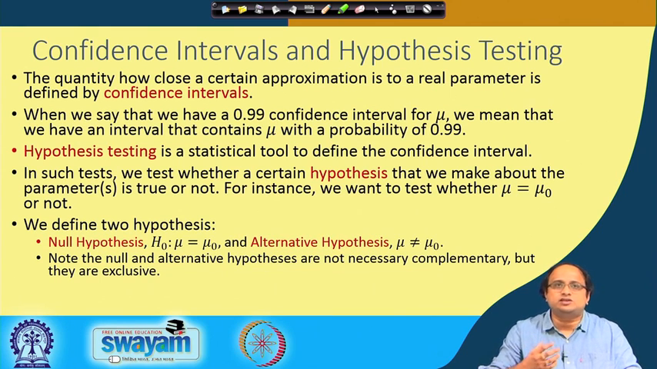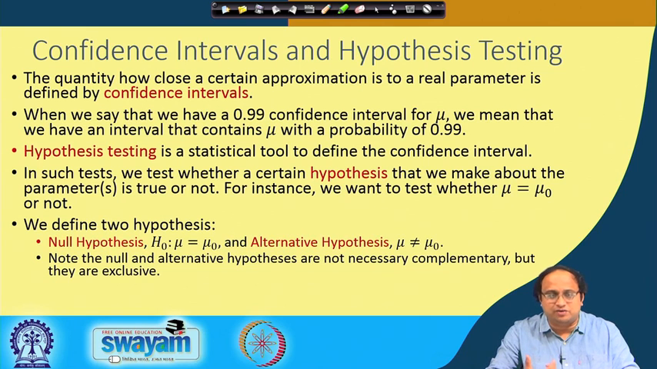That is where this concept of confidence interval comes in, because it defines a quantity which tells how close a certain approximation is to a real parameter. So, when we say, for example, that we have a 0.99 confidence interval for mu, we mean that we have an interval that contains mu with a probability of 0.99.